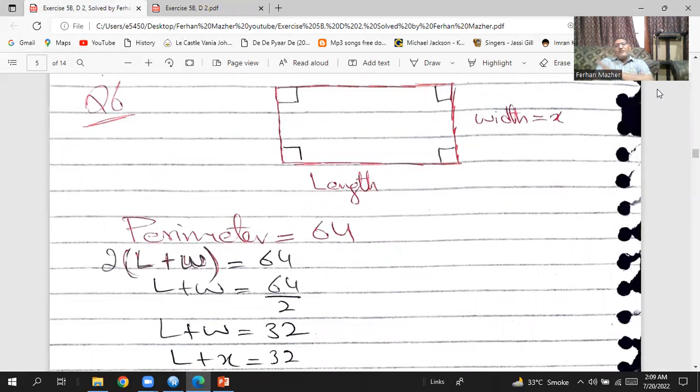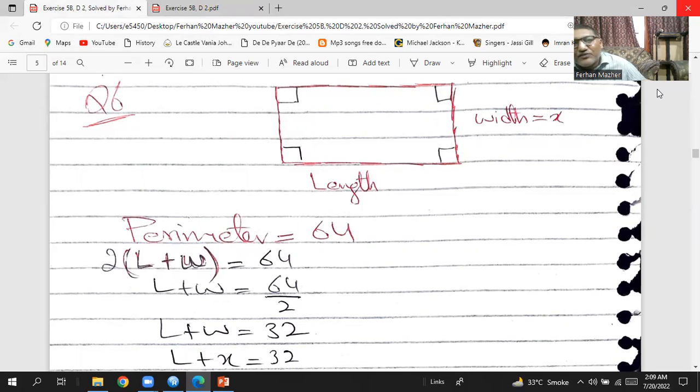The perimeter is 2 multiplied by length plus width. 2 bracket length plus width bracket close is equal to the perimeter. And the perimeter is 64, it is given to us. So what we will do, we will take this 2 to the other side. So you will have length plus width equals 64 divided by 2. So you will have length plus width equals 32.